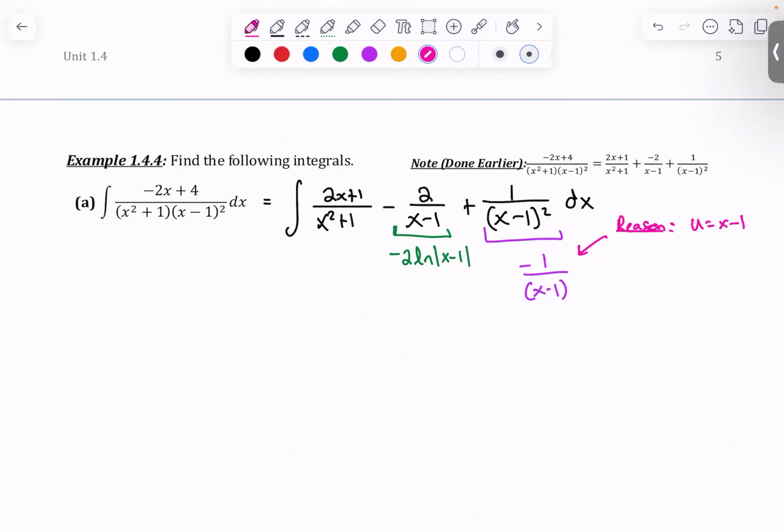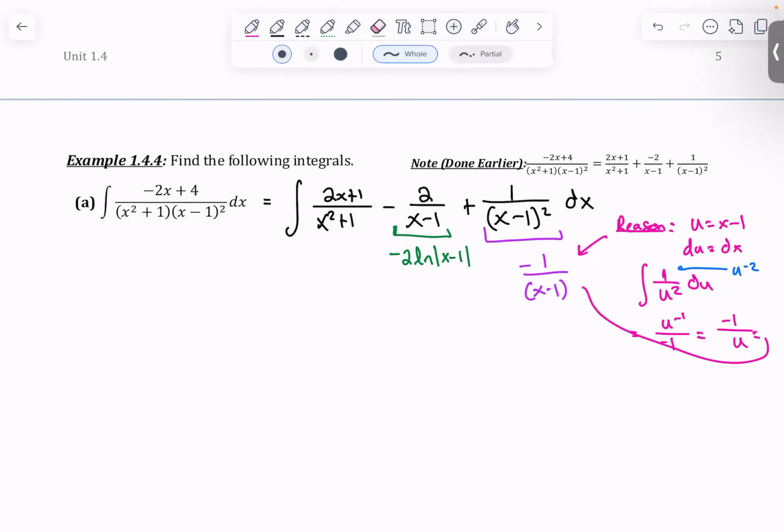Absolutely. All right. So if u is equal to x minus 1, then du is equal to dx. So we have the integral of 1 over u squared du, but that's u to the negative 2. So the integral of that would become u to the negative 1 over negative 1, which is negative 1 over u, which is that. Is that okay?